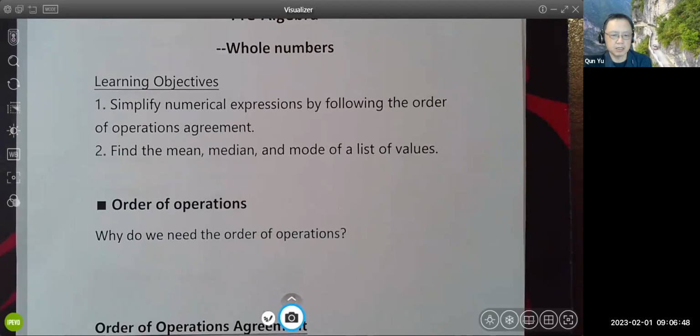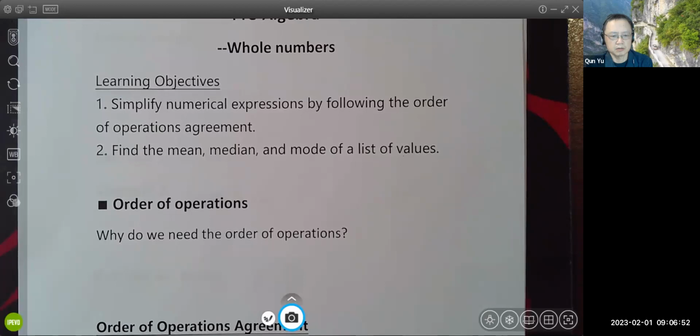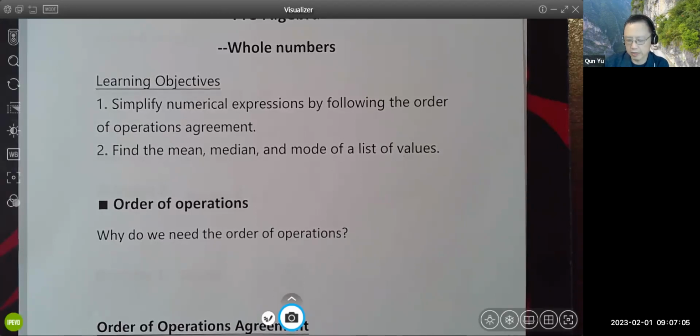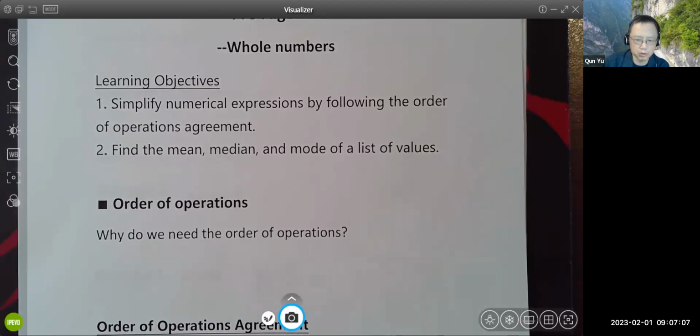First, let's look at the order of operations. The first thing I want to mention is, why do we even need the order of operations? I'm going to use a real life scenario to make sense out of this order of operations.